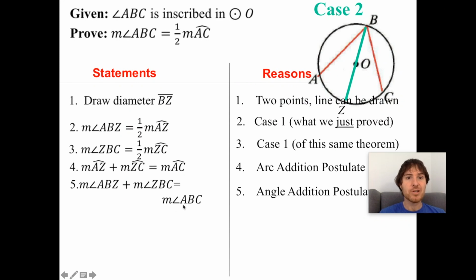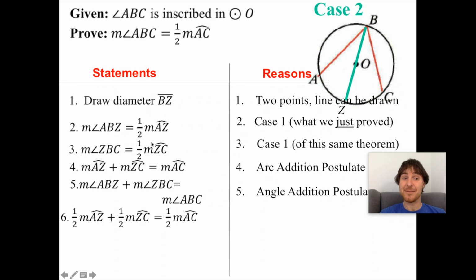So I've got measure of angle ABC. That's what I want in the proof. I also have this here. Look, I have measure of angle ABC. I want to get it to equal, not this plus this, but 1/2 the measure of this arc here, AC. So the problem is ABZ and ZBC. I have right here, neither of which is exactly equal to measure of arc AC, but they equal 1/2 of each of the parts here.